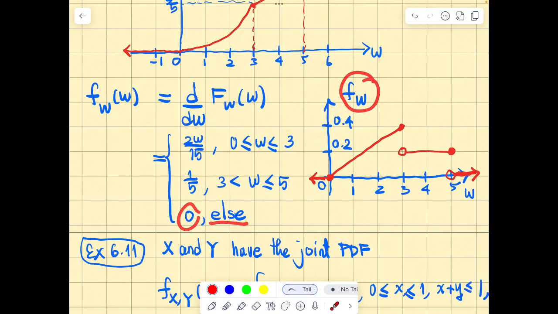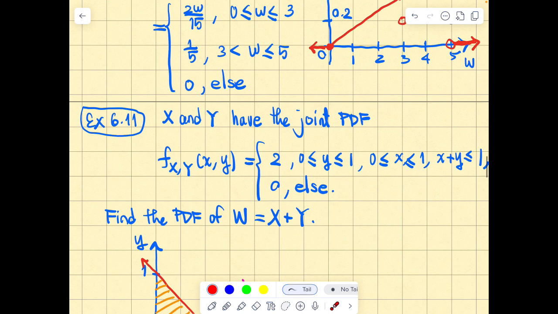If you plot the PDF, you see that here's 0. And between 0 and 3, you get this 2 multiplied with W over 15. Okay? From 3 to 5, you get a constant value, which is 1/5 or 0.2.